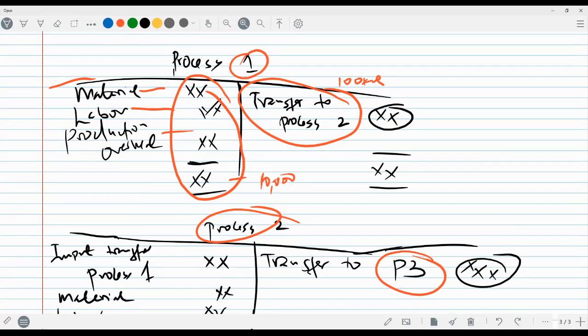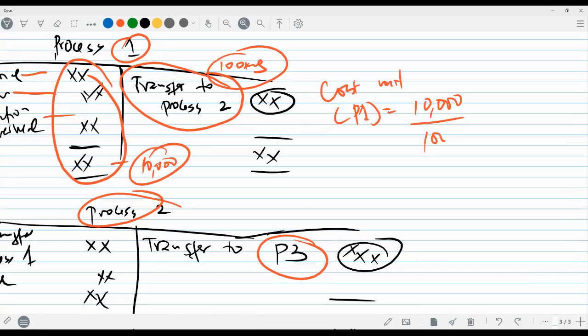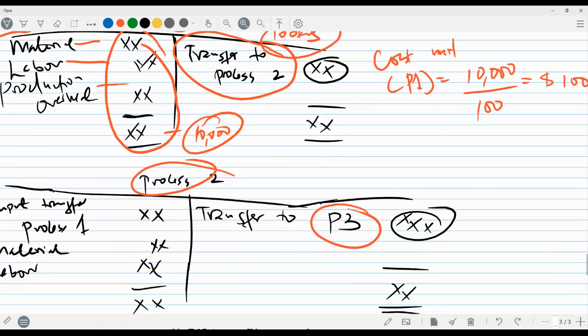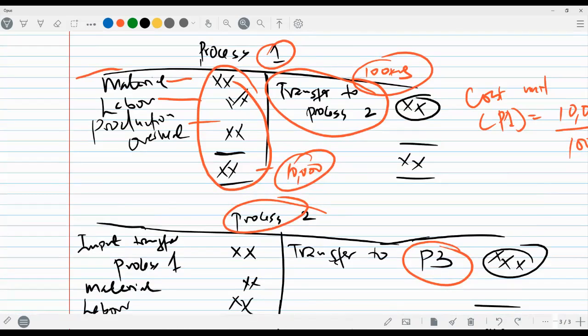100 kgs. Therefore the cost per unit in process 1 will be equal to the total cost incurred, 10,000. We divide by the output. In this case, we got 100 kg from process 1. Therefore, the cost per kg that is being transferred from process 1 to process 2 is $100. If in process number 2 we had material transferred from process 1, we have 100 kg.